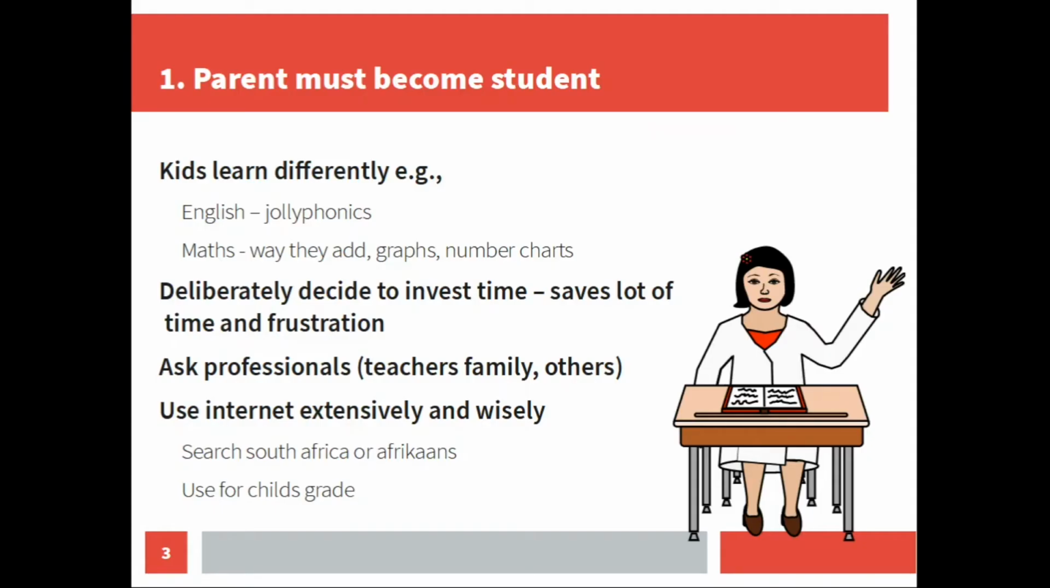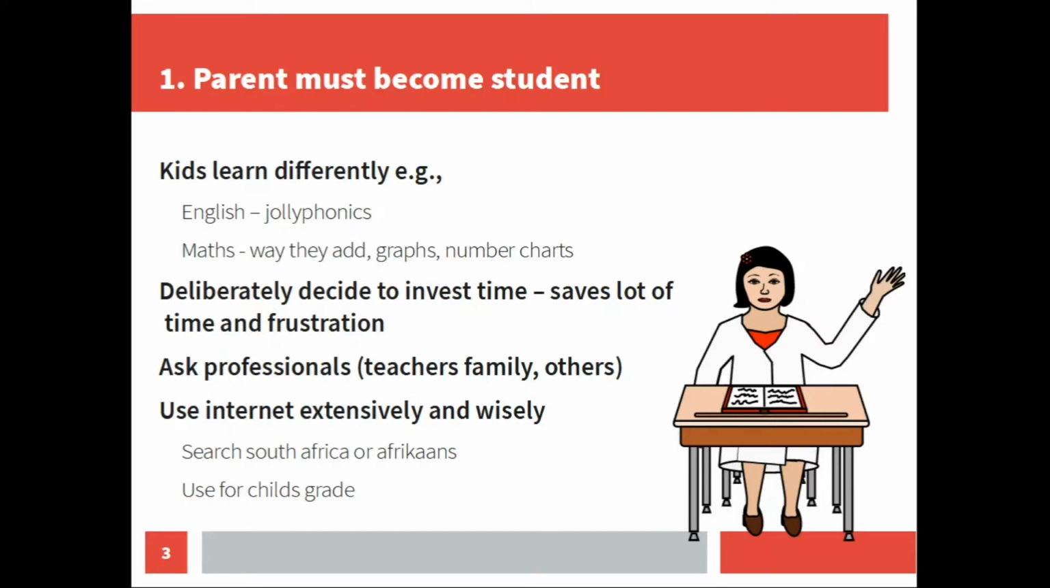The first set of tips is about the parent as home teacher. Number 1: the parent must become a student. You must remember the kids today learn differently than we did. For example, Jolly Phonics, we didn't learn and we didn't know anything about it. Look at maths, the way the kids add: we add vertically, but the kids today add horizontally. Today, even the grade 2 kids have graphs, things which you sometimes only learn at university or in high school. They use number charts more extensively from a very early age. So they do things differently.